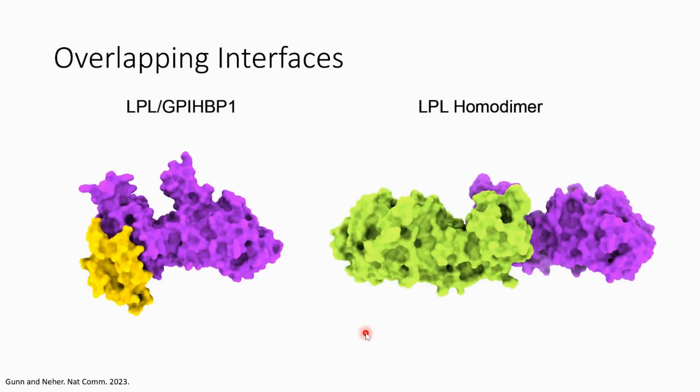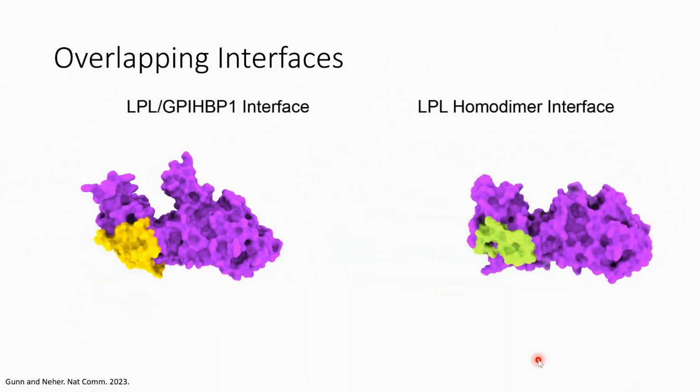But my first question was, why would this structure not exist with GPI-HBP1 present? And so if you just look at the two structures, LPL with GPI-HBP1 and then our LPL homodimer, and you map back the interacting residues for GPI-HBP1 and the other LPL subunit onto a single LPL, you start to see why that would be. And so it turns out they have overlapping interfaces. And so these two states of the protein are actually mutually exclusive. You could not have LPL GPI-HBP1 also forming the LPL homodimer tail-to-tail interface.